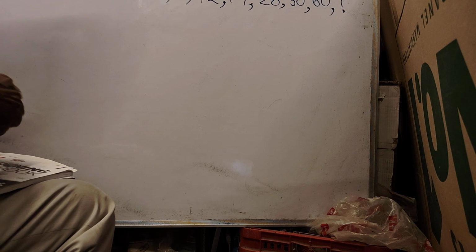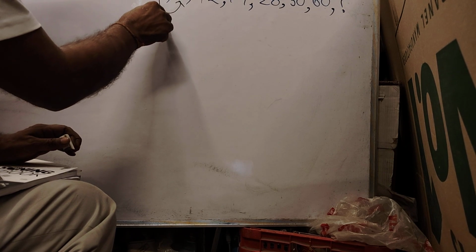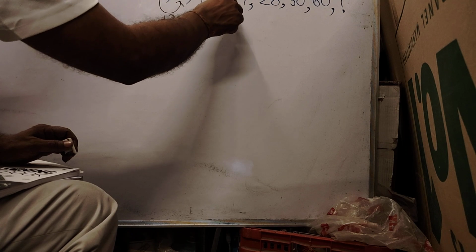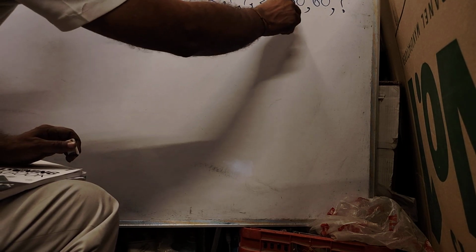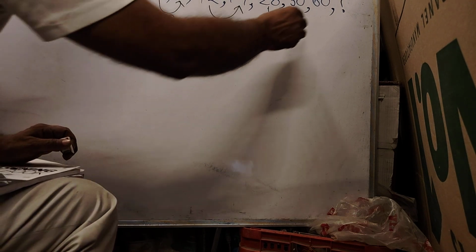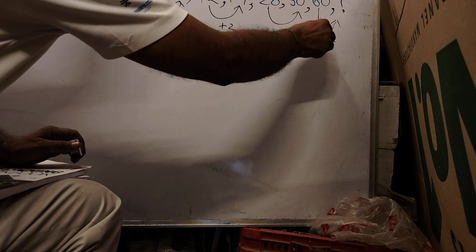Look at the pattern. If you see here 4, then comes 6, it means plus 2 is there. Then for 12, 14, plus 2 is here. Again 28 and 30, plus 2 is here. So we can say 60 plus 2, the result will be 62.